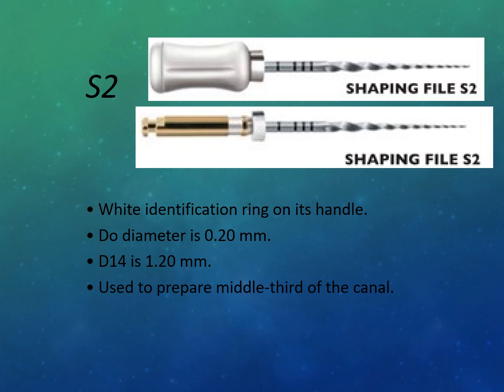SX and S1 shaping files are used to enlarge the crown portion, that is the coronal portion, and S2 is used to enlarge the middle third of the canal. So when you see SX, S1, S2: SX and S1 are coronal, S2 is middle third. So the files divide your cleaning areas. This causes less fatigue to the file and less breakage. So it was designed in such a way.